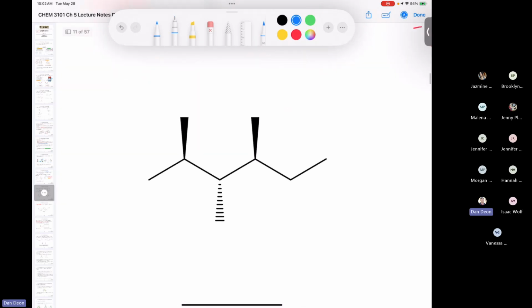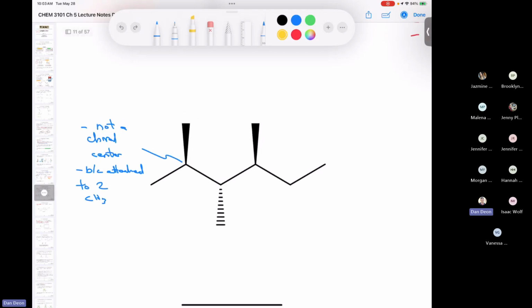If we look at this one here, I'll just help you out with this one. This is not a chiral center. Why? Because the carbon is attached to 2 CH3 groups. This is a CH3 or a methyl. This is a CH3, and that carbon is attached to both of them. 2 groups are identical, so it's not 4 different groups.